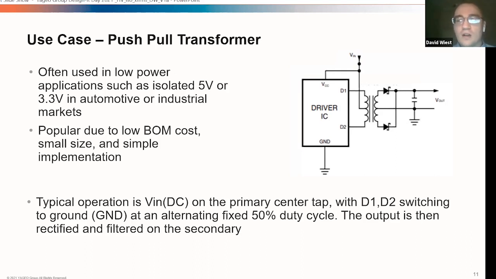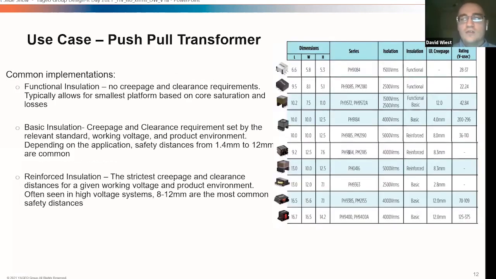The driver IC will run at a fixed 50% duty cycle, which then drives current through the rectifier diodes on the secondary. These are typically unregulated, good for very low power, say in an isolated RS-232 interface or an isolated CAN interface. These are very popular in the automotive markets. The reason being that they're very small, they're low cost due to their low BOM count, and very simple to implement. Here you'll see a portfolio of some of our push-pull transformers available on the market.